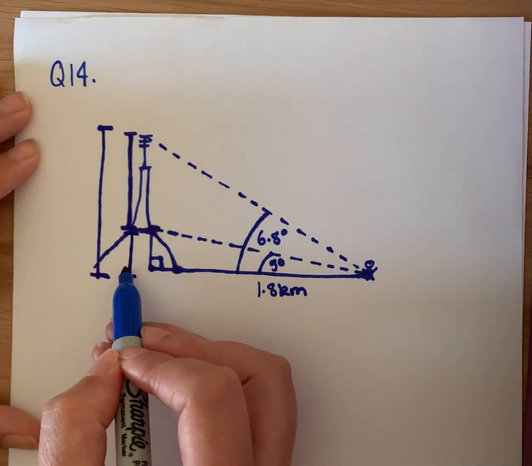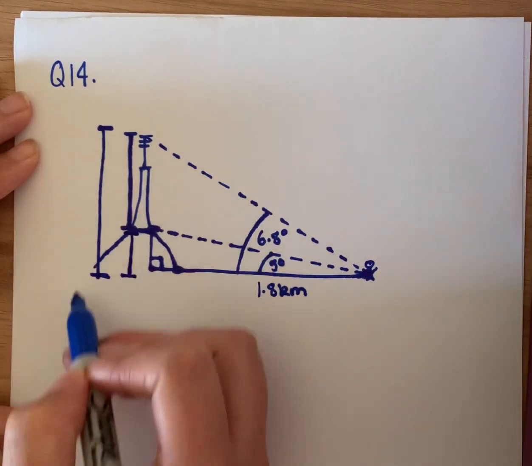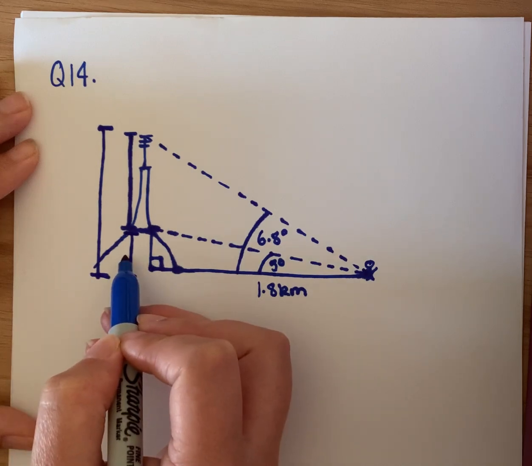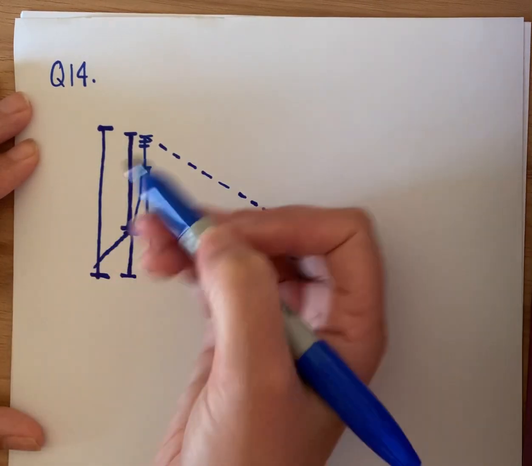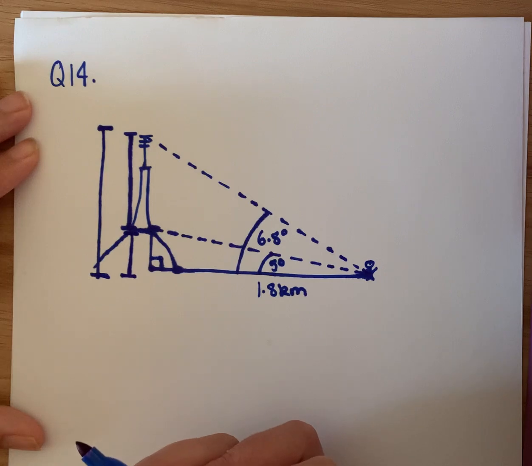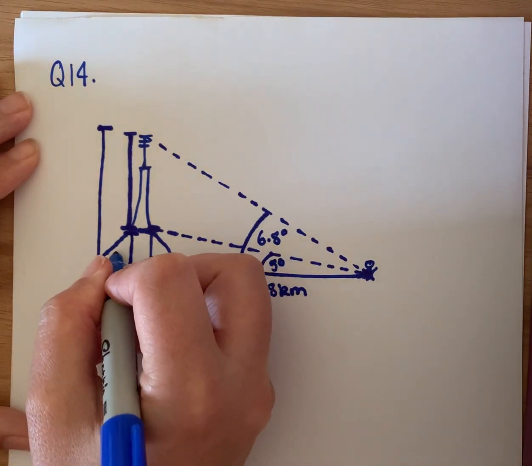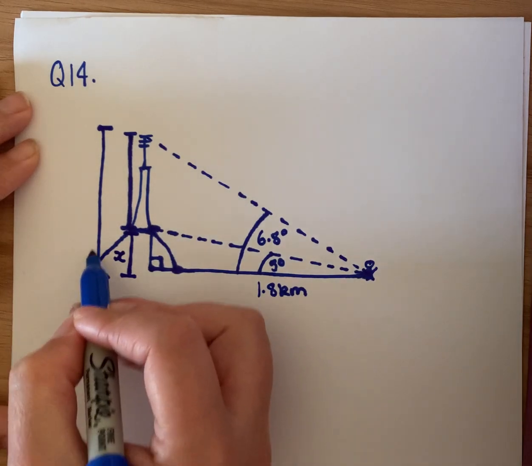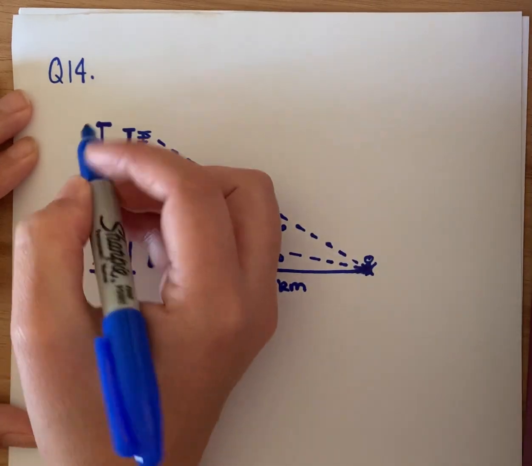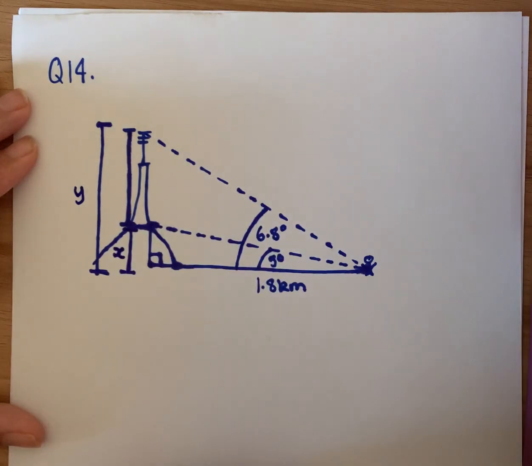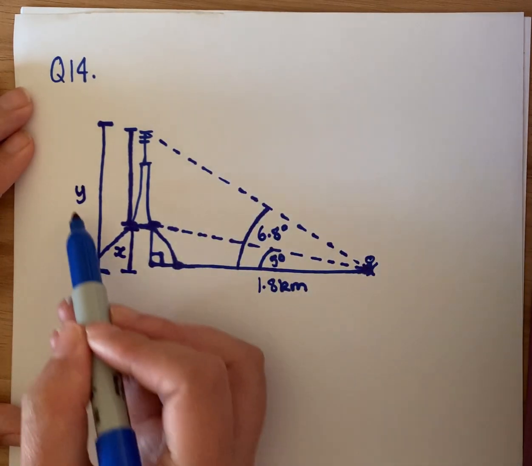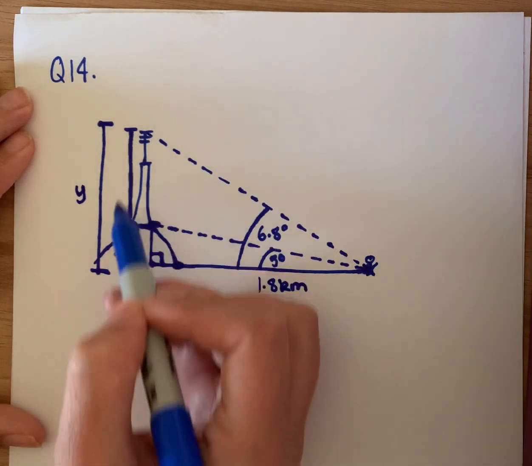So if we know the height of the hill and the height of the hill and the tower, all we need to do is subtract the height of the hill from this total height and we'll be left with the height of the tower. So if we can find this height of the hill, we'll call it x, and we can find this total height, let's call that y, then we're laughing. We can find the height of the tower quite easily. We just need to subtract x from y and we'll be left with the height of the tower here.